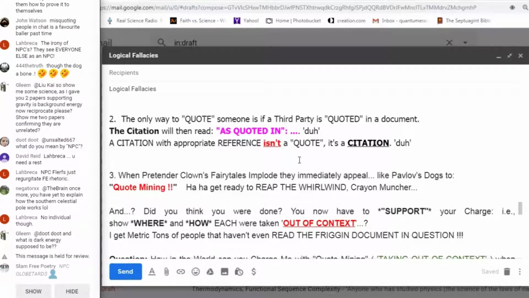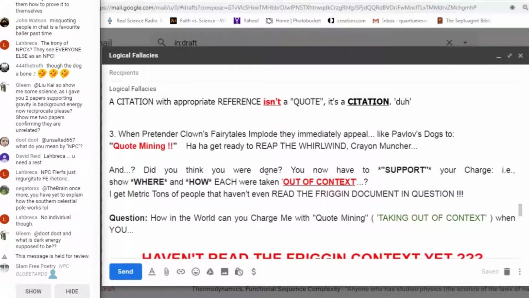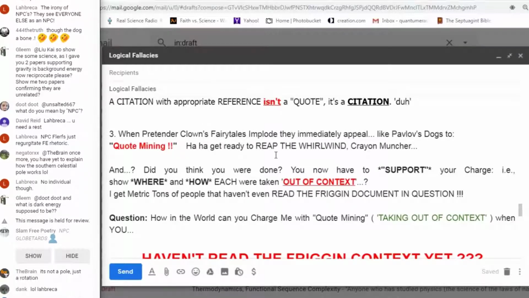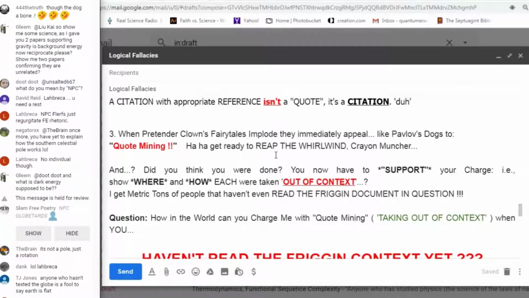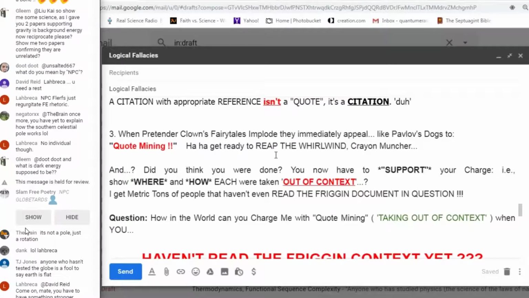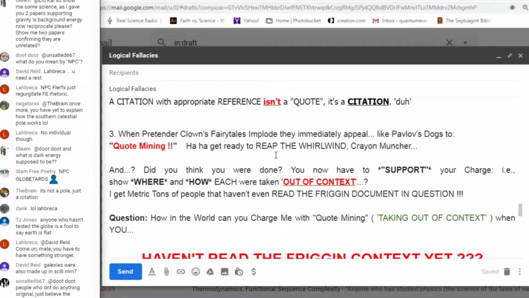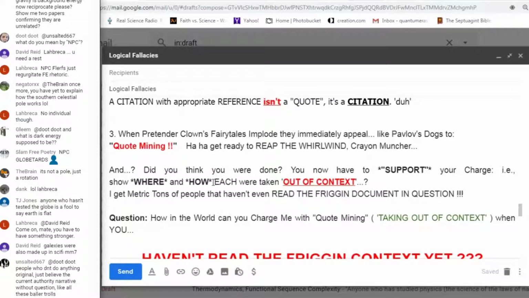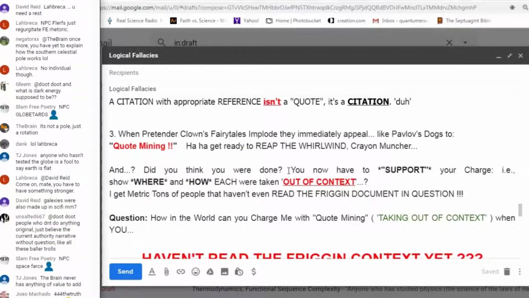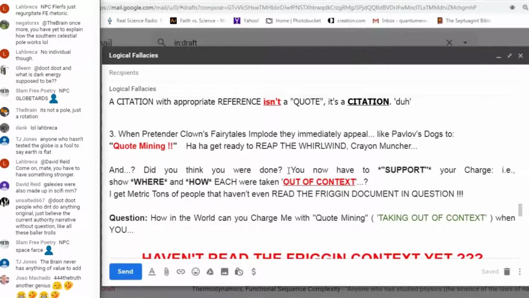It's a citation. Number 3, when pretender clown fairy tales implode, they immediately appeal like Pavlov's dog to quote mining. And like I said, I yearn for it. So get ready to reap the whirlwind if you haven't already. Crayon muncher. This is my response. And did you think you were done? You now have to support your charge. That means you have to show, as soon as you say quote mining, you now have to support that claim.